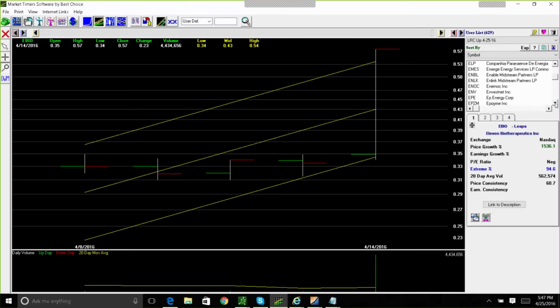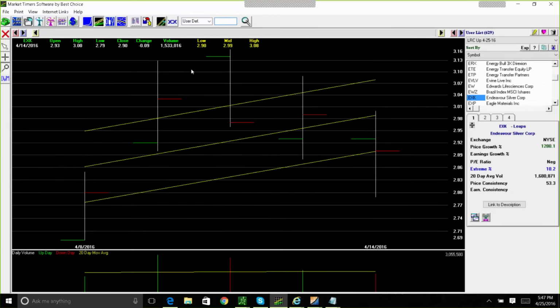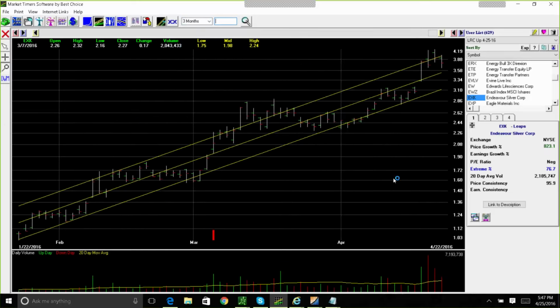So again, there's a lot of stocks in here that came off of Chris's list, and if you combine it with best choice, you can find some pretty awesome trades here, pretty explosive moves. Okay, so there's EXK again. At one point, EXK was up over 1,000% annualized. Okay, so it's pulled back a little bit in here.